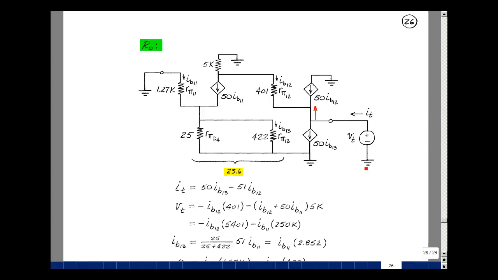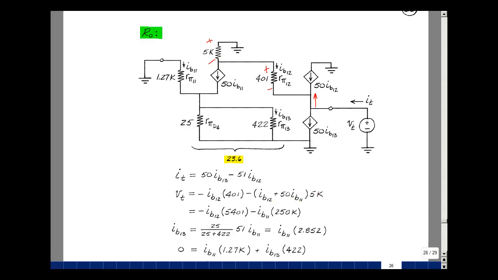Let's take a look at what V test is. Let's go around the loop this way. We've got a drop across here and a drop across here. The rise in voltage is V test. The drop is equal to IB12 times R pi 12, which is 401, but that's a minus sign. And another minus sign times 5K, and the current that's in here is 50 IB11 plus IB12. Let's combine the IB12s, and so I've got two minus signs here, so I'll get those together, and I got 5,401, and then I've got 5K times 50, which is 250K.